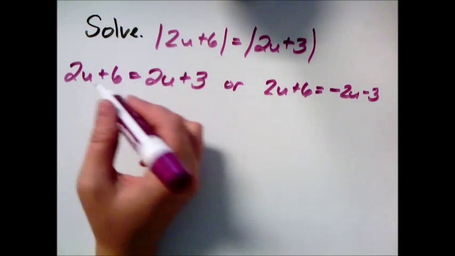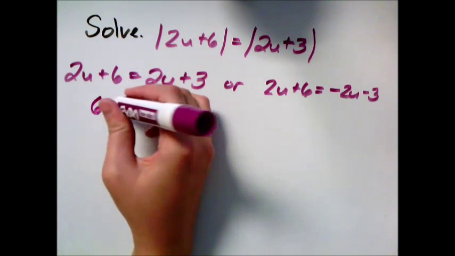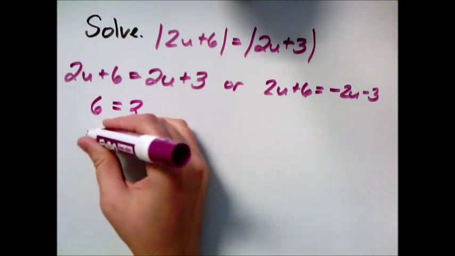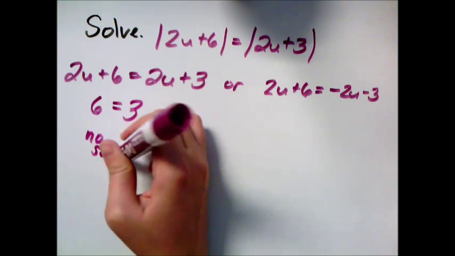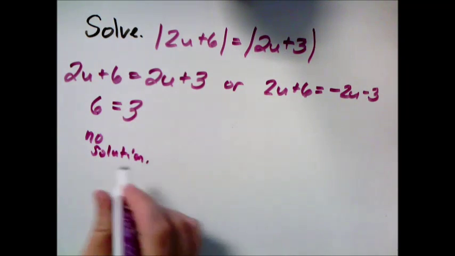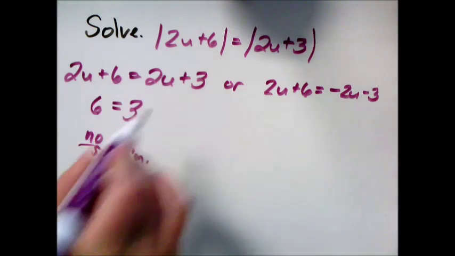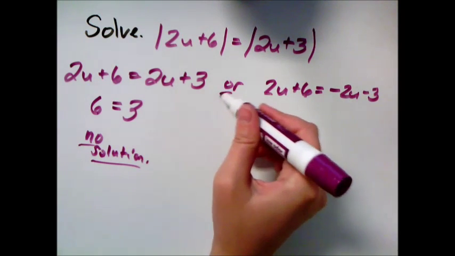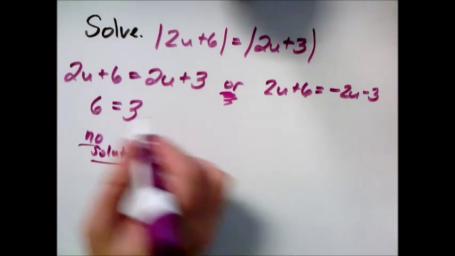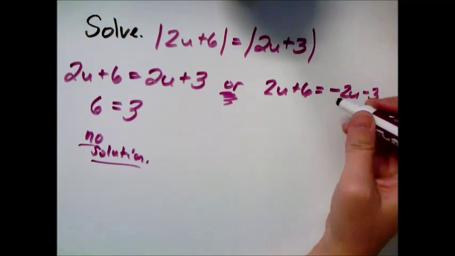All right, here if I subtract 2u from both sides, I just get 6 equals 3. So that tells me, at least that route, and this won't always happen, but that route comes up, there's no solution coming from this piece. But what about our other half of this? This could give us a solution, or this could give us a solution.